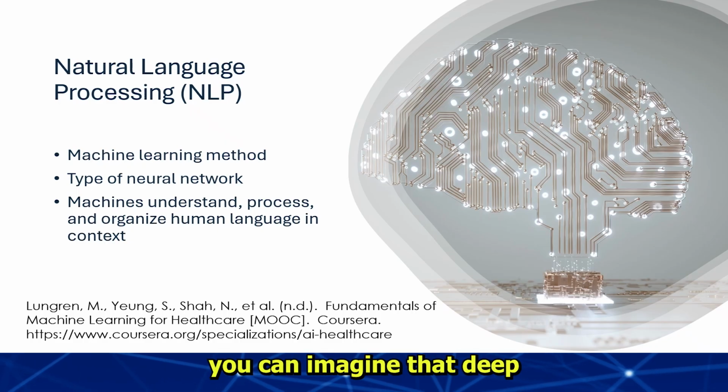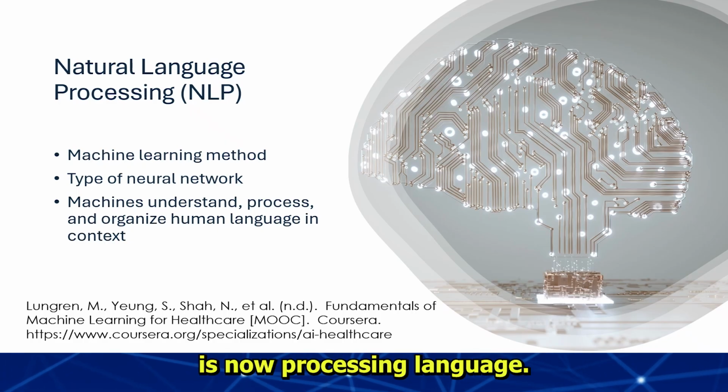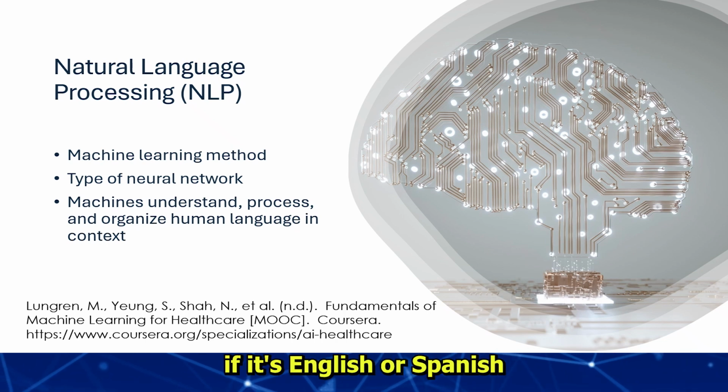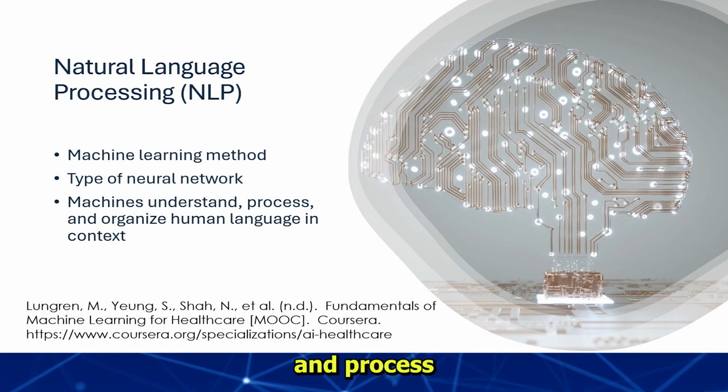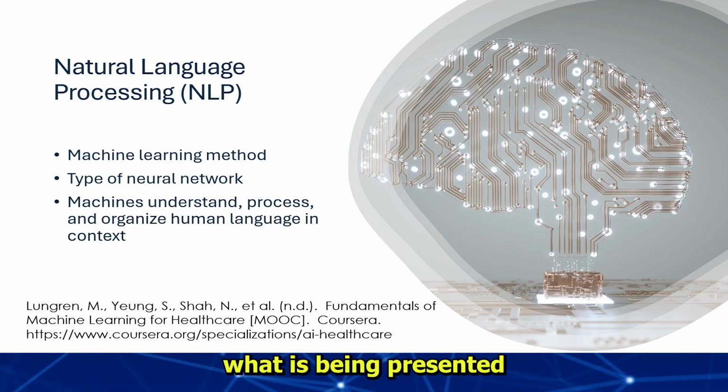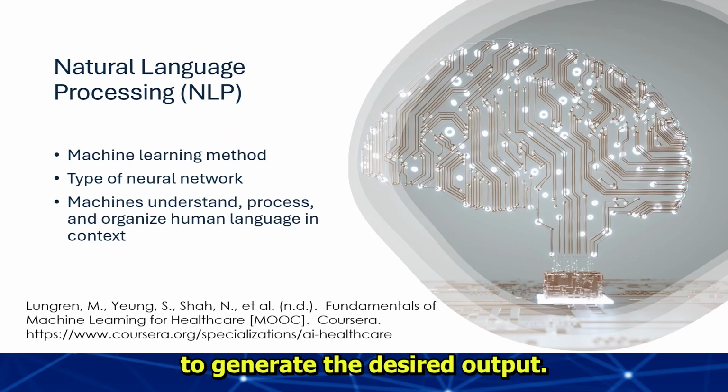The next term I want to introduce is natural language processing. Just like the title, you can imagine that a deep neural network is now processing language. It doesn't matter if it's English or Spanish or French, the machine is able to understand the language and process the meaning of what is being presented as the input to generate the desired output.